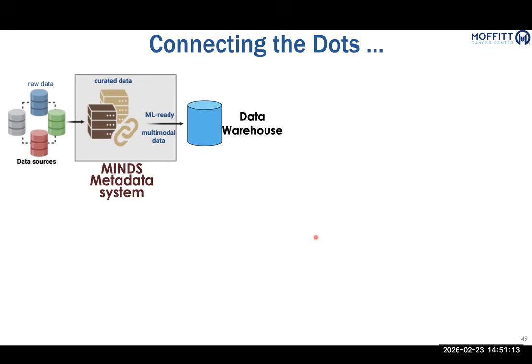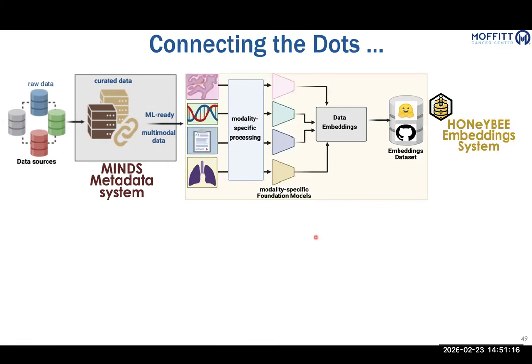Once we have this warehouse, we developed a HONeYBEE embeddings framework where we use the individual modalities, picked up modality-specific foundation model, and generated embeddings for each of those modalities. Once we had those embeddings, we stored them in an embeddings dataset. We are open source proponents, so we've made all the embeddings available to public researchers in the Hugging Face, and the code base for HONeYBEE itself is available on GitHub.